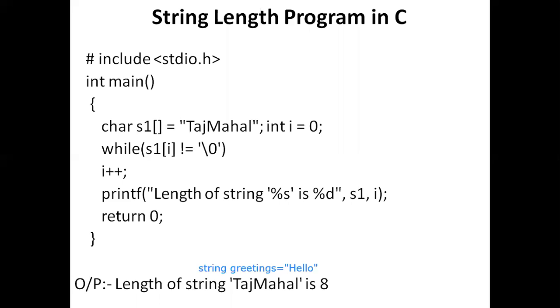At s1[8] I will stop, because s1[7] is the character L and s1[8] is \0. Whenever s1[i] is not equal to \0, I will enter the loop. But here it is equal to \0, so I will exit the while loop and come to the next line.